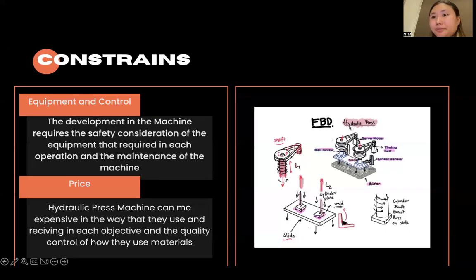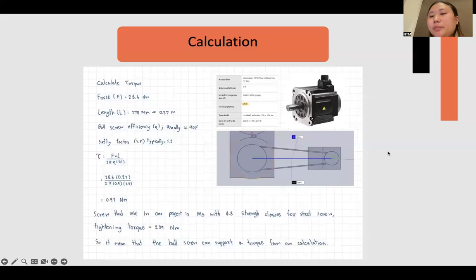Next, constraint equipment and control. The development of the machine requires safety consideration of the equipment required in each operation and the maintenance of the machine. For the price, a hydraulic press machine can be expensive, depending on how it is used and on each objective and the quality control of how the material is used.